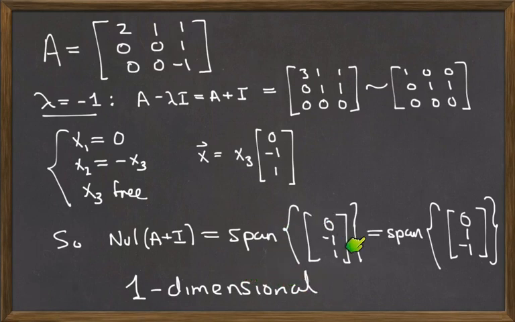Don't think that this is unique. Any non-zero multiple of this vector is also a vector that will span the eigenspace. So I just multiplied everything by minus 1 to illustrate this. Here is another eigenvector for lambda equal to minus 1, and it spans the eigenspace as well. Most importantly, in our discussion, we saw that it was one-dimensional.